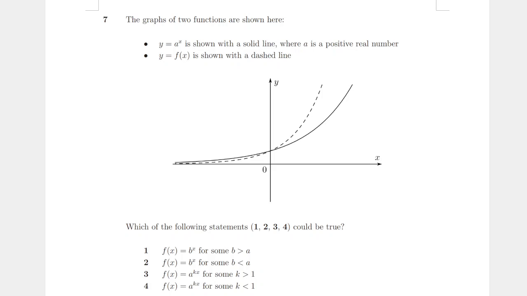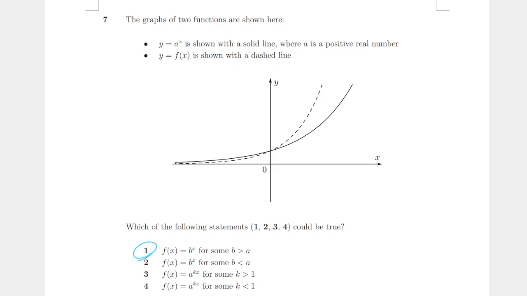Okay, so let's first look at 1 and 2. If f(x) equals b to the power x, is b greater than a, or is b less than a? Well, if you look at the positive quadrant, the dashed line grows faster than the solid line, right? So surely it has a larger base. It grows much quicker than the solid line. So therefore b has to be bigger than a, right? So therefore it's 1, right?